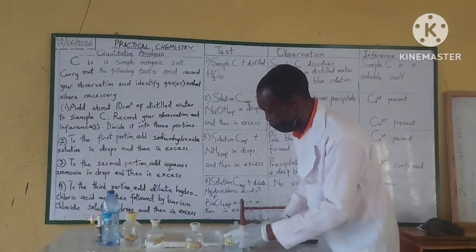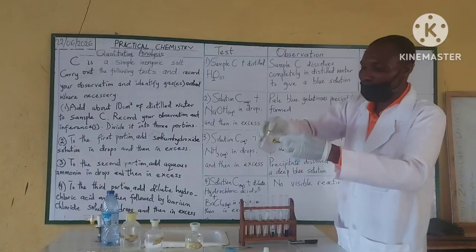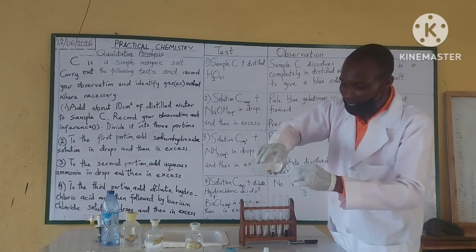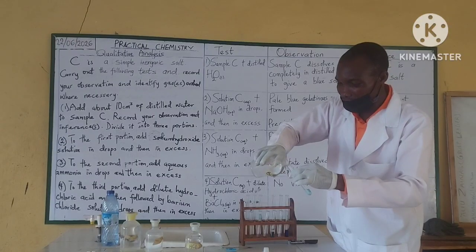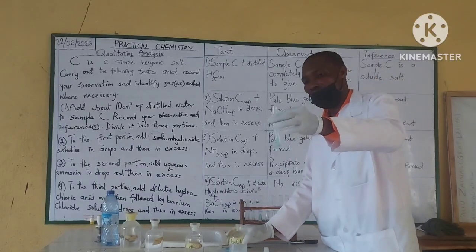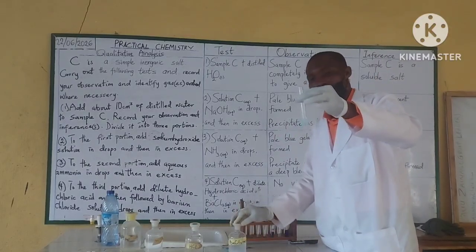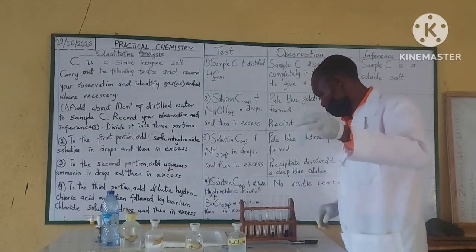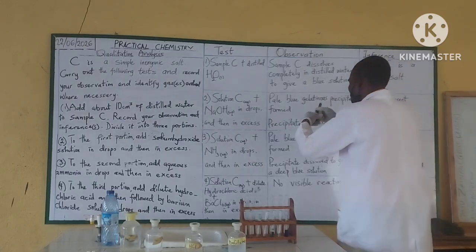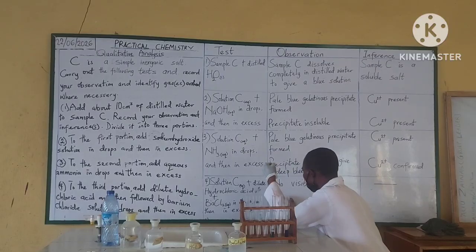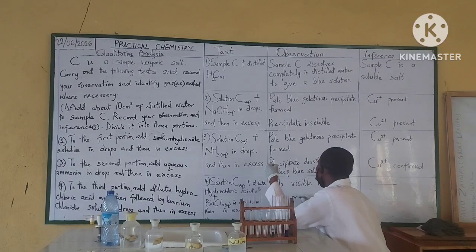Then we pick barium chloride. We add it in drops, like a drop of water. See a drop. See what you have. Something looking cloudy, white in color. This is a white precipitate formed.